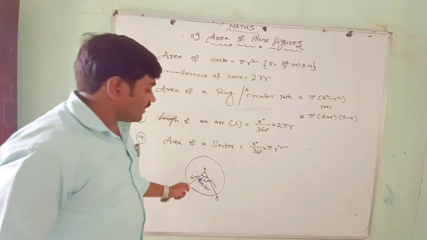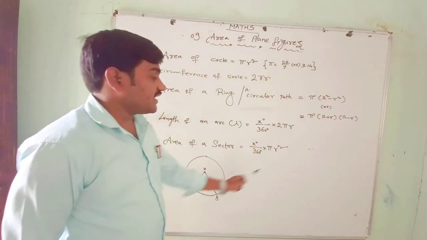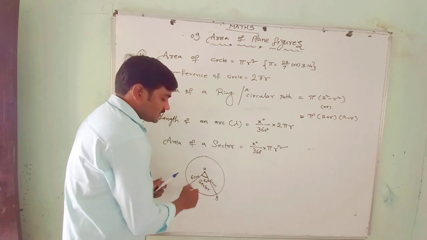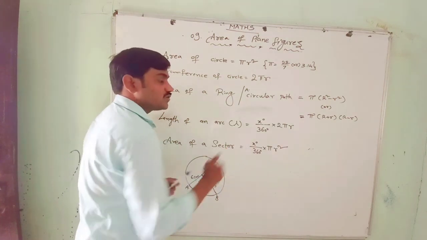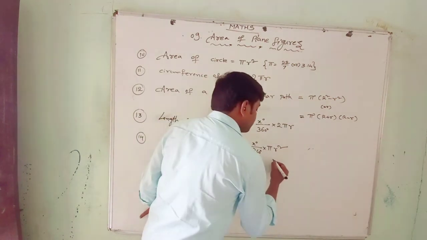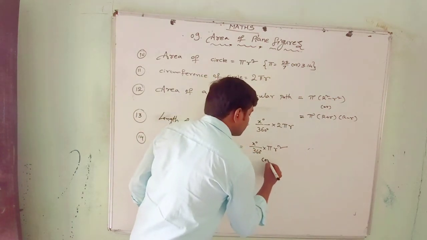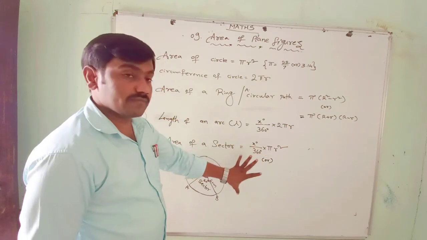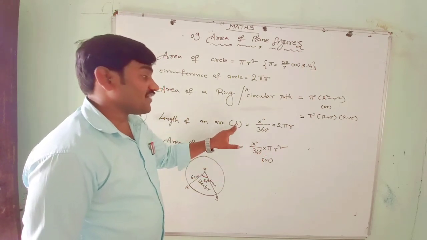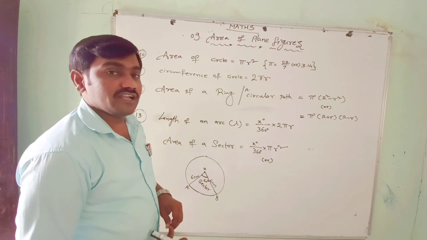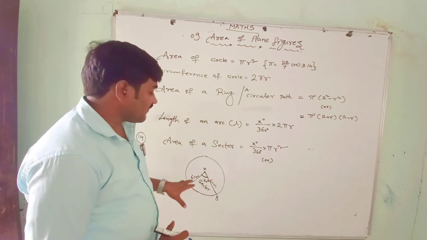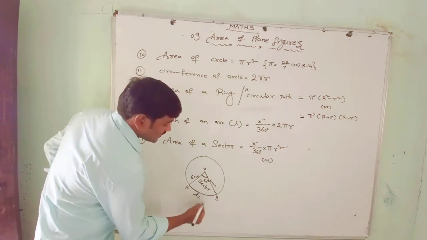Now, the same formula we can use when the angle and the radius are given, that is, the angle subtended between the two radii and one radius is given. Or else there is one more formula for the same thing, for when the length of an arc is given. I will tell you how to use it.